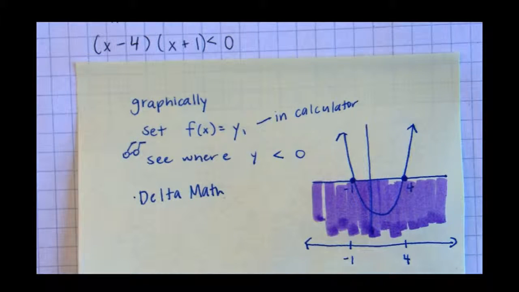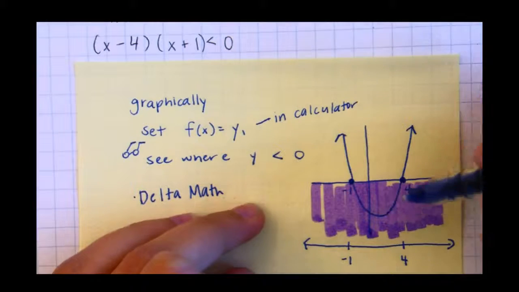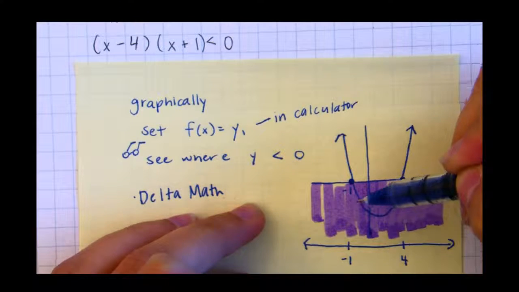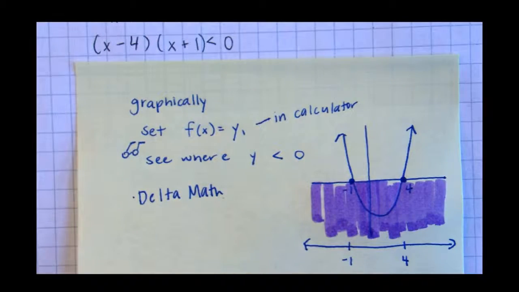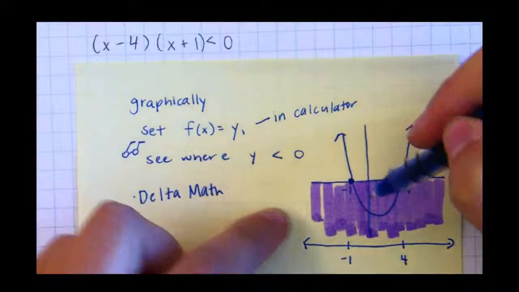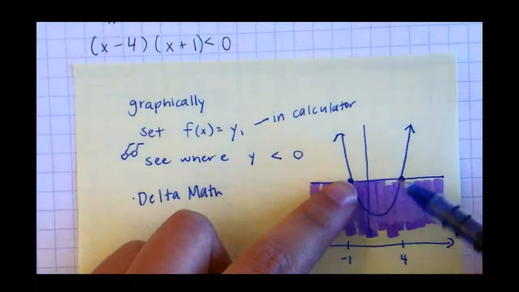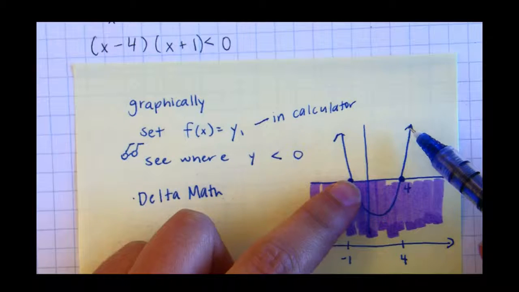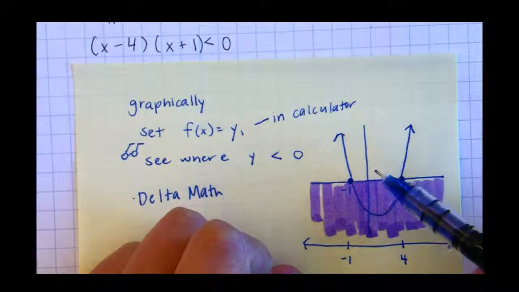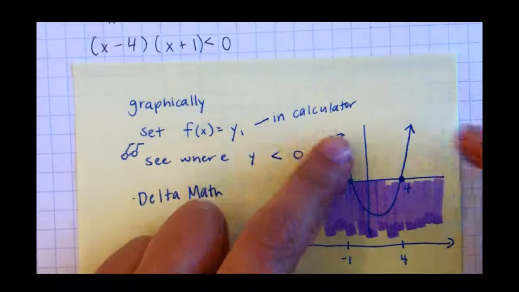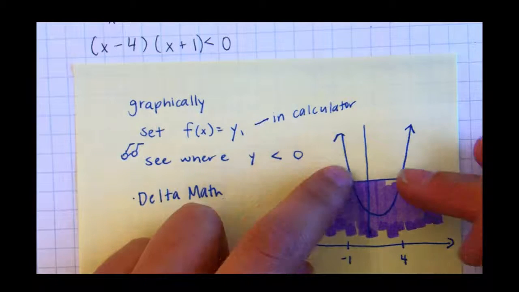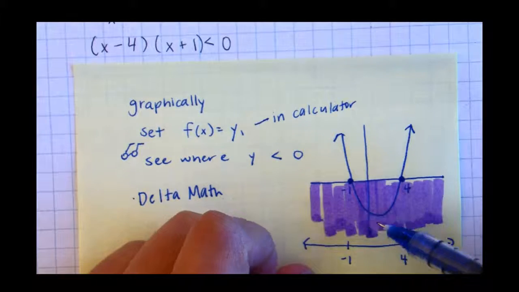So the part where my line is in this shaded section, that is where my y values are less than 0. So I'm going to shade in anywhere where the line is above the x-axis, then my equation is now greater than 0, so this is not included. My solutions are everywhere in this highlighted section.